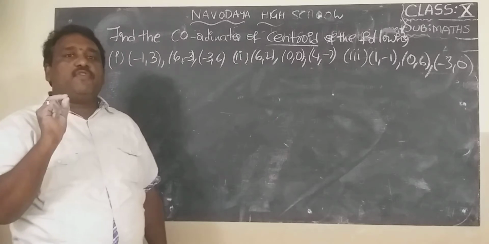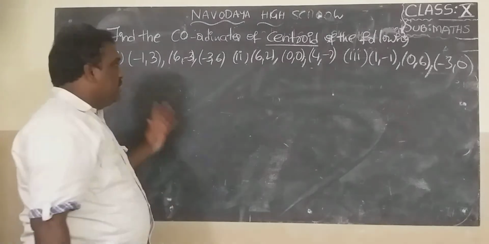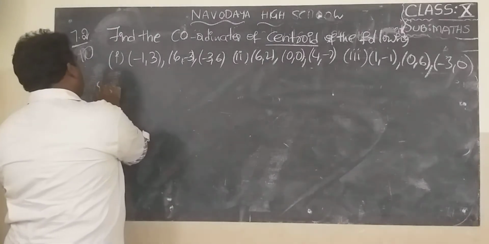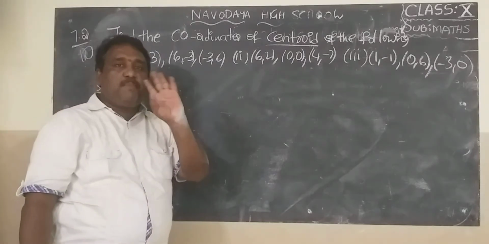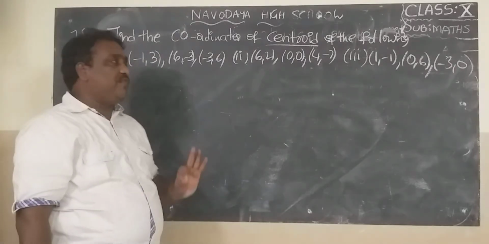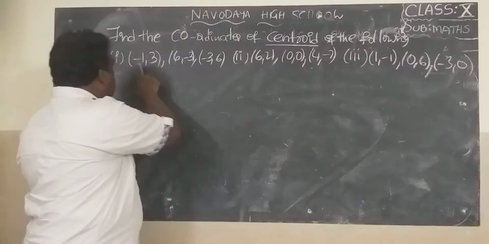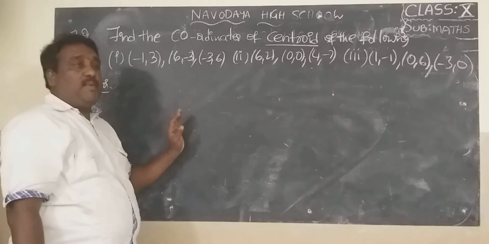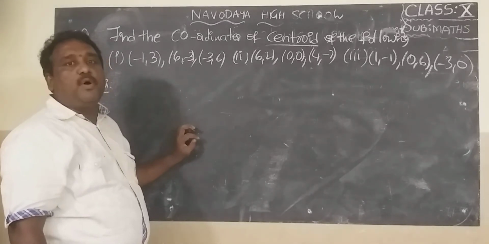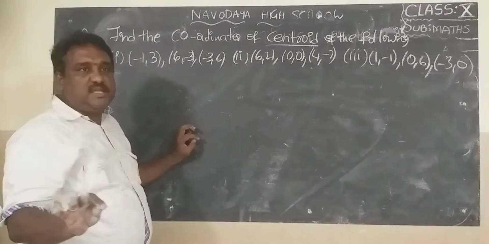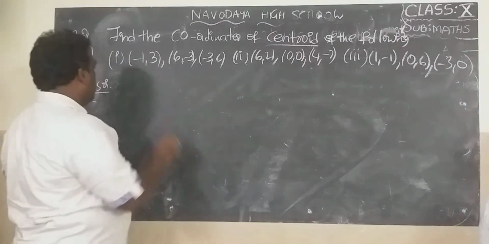The point of concurrency of medians of a triangle is centroid. See the first one. Centroid is a word that belongs to a triangle. 3 points are given, 3 vertices. We need to find the centroid of the triangle. First point minus 1 comma 3, second point 6 comma minus 3, third point minus 3 comma 6. Use all the 3 points and find the centroid.